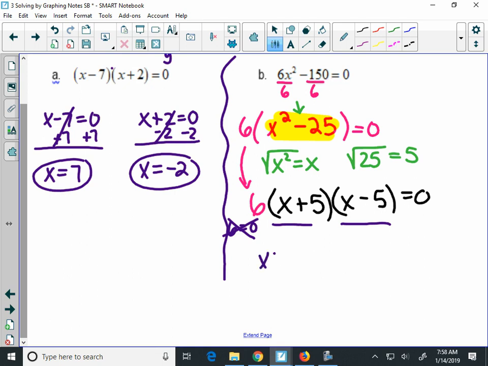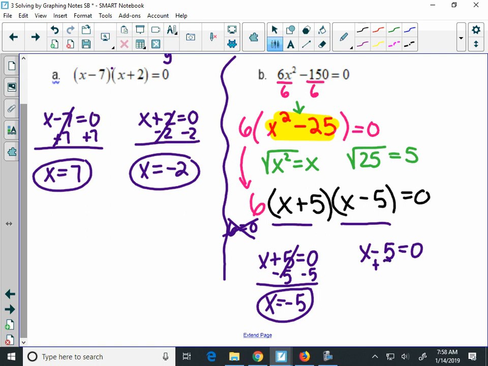So now I take x plus 5, set it equal to 0, x minus 5 equal to 0, and solve for x. So I subtract 5, and I get one solution, or x-intercept, is at negative 5. And over here, when I add 5, I get that x equals positive 5 as another solution. So this quadratic had negative 5 and positive 5 as its solutions.